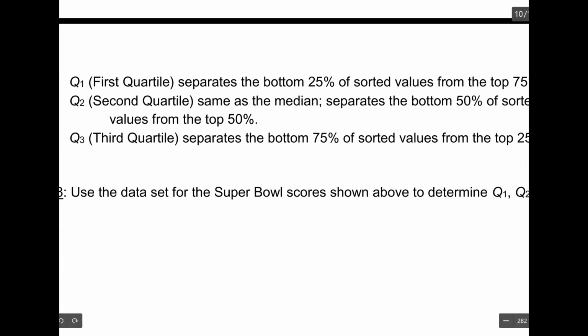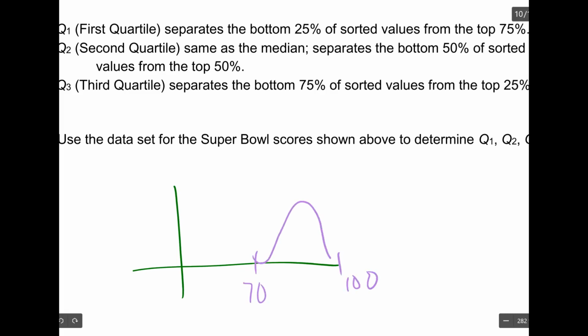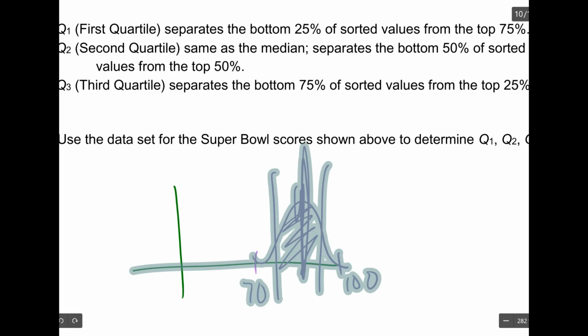So Q1, the first quartile, separates the bottom 25% of sorted values from the top 75%. Q2, the second quartile, same as the median, separates the bottom 50% of sorted values from the top 50%, so it's exactly half. That's average. If you've ever seen a bell curve, ideally you want your bell curve to look something like this. Most people are at the center. A lot of the people are super close, and you don't have too many outliers. That's a lot of times what you want to see when you're grading a test.